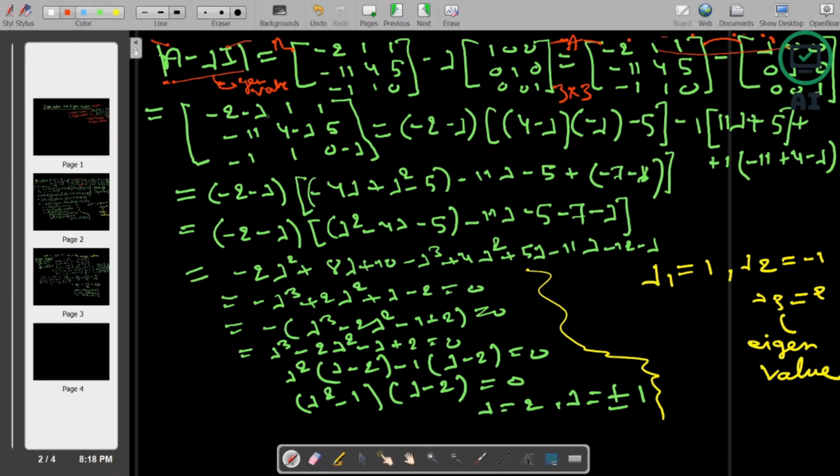So minus 2 minus lambda, 1 minus 0 is nothing but 1. Again 1 minus 0 is nothing but 1. Then minus 11, 4 minus lambda, 5 minus 0. Then the third row: minus 1 minus 0 is minus 1, 1 minus 0 is 1, and 0 minus lambda is minus lambda. So now take the determinant of this.